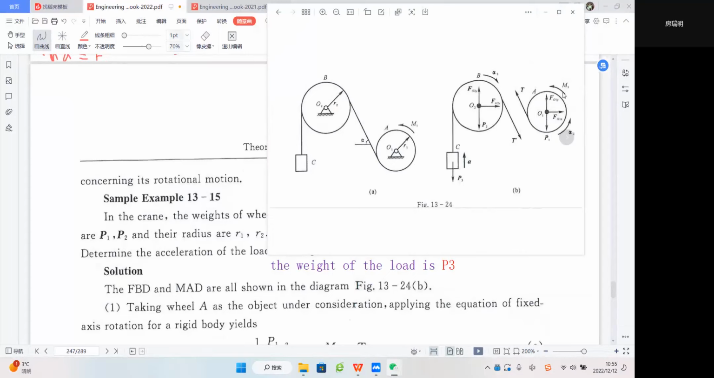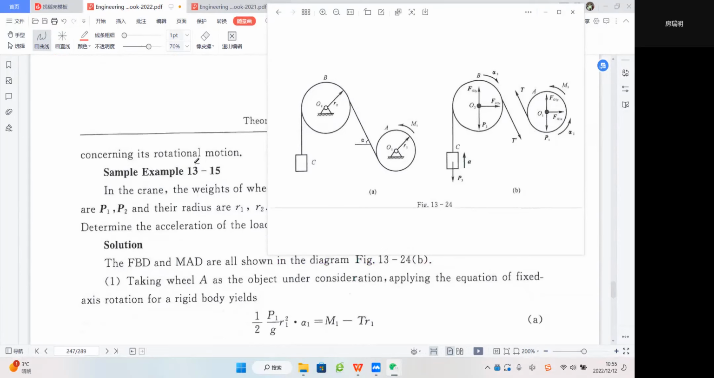And this is M1, which tries to let this cylinder rotate, to let this load move upward, right? And we assume its angular acceleration is alpha 2 in this direction. But here we assume that alpha 1 is along the CCW direction, and alpha 2 along the CW direction. It's all okay. You just remember when you write your equation, you should follow your assumption on the FBD and MBD, right?